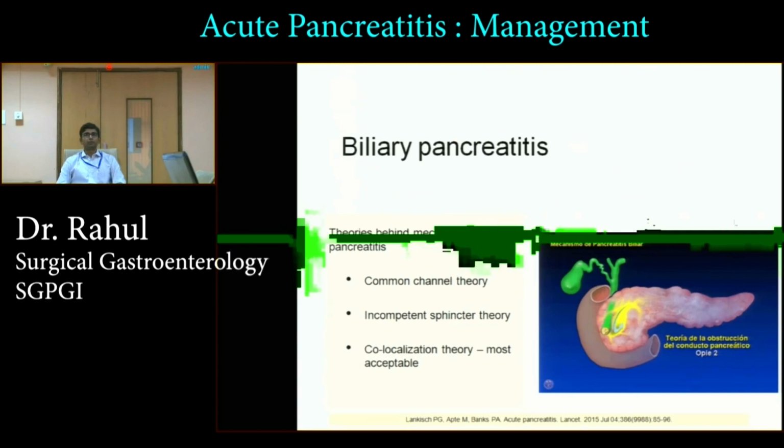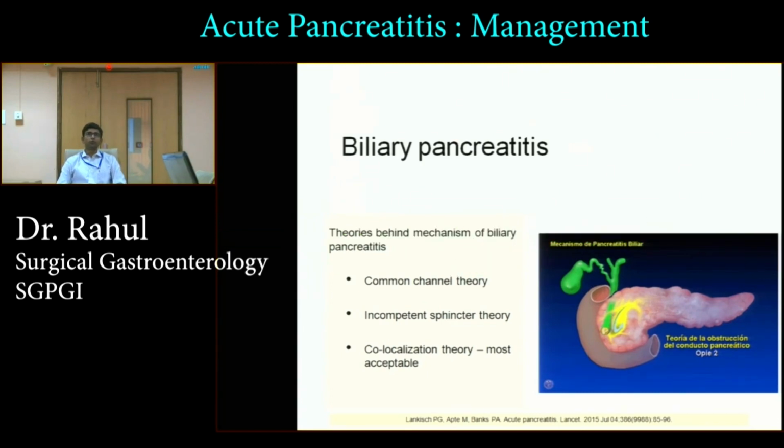That there is a common channel of bile duct and pancreatitis, but this theory doesn't hold very well because the pancreatic duct pressure is always higher than the biliary pressure. It is unlikely that the bile can traverse to the pancreatic duct, and it has been proven in animal studies. So it is not very well considered.